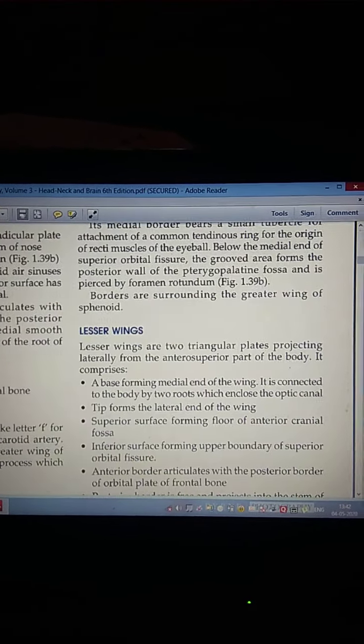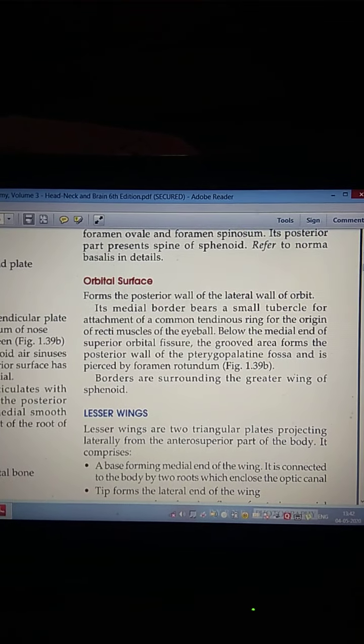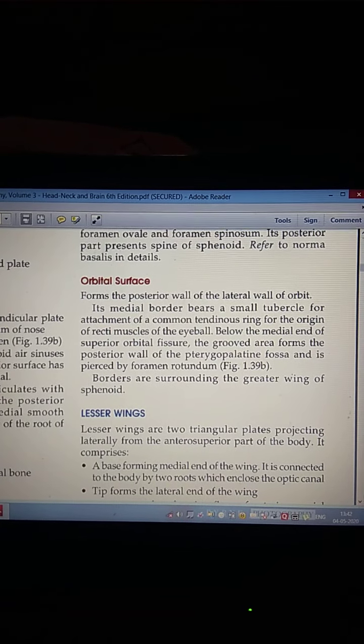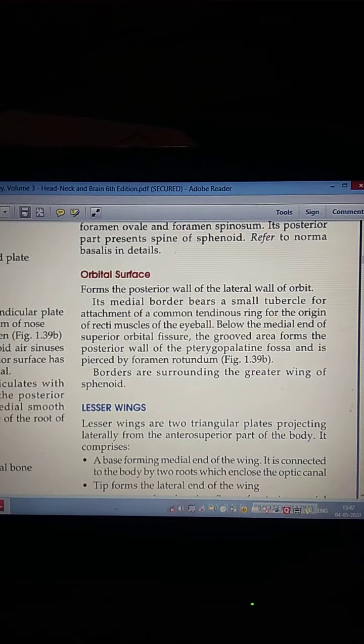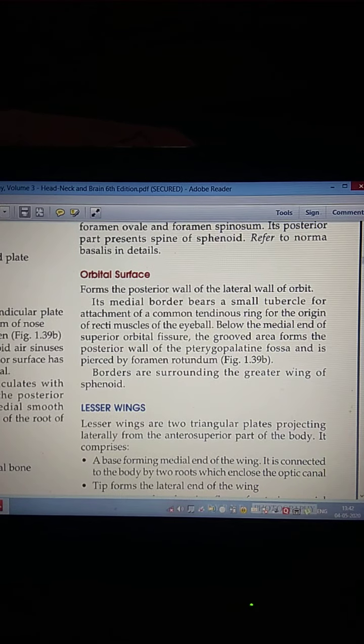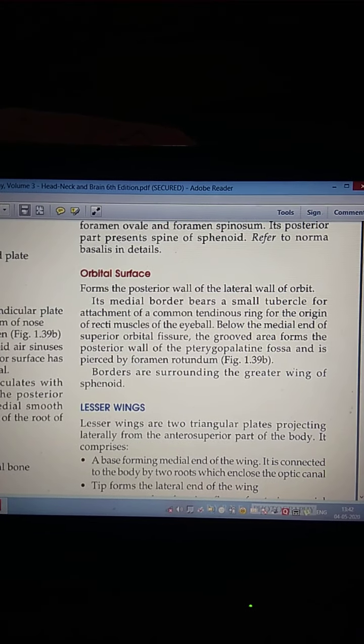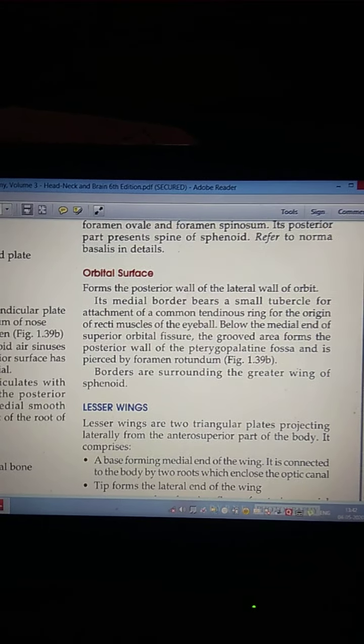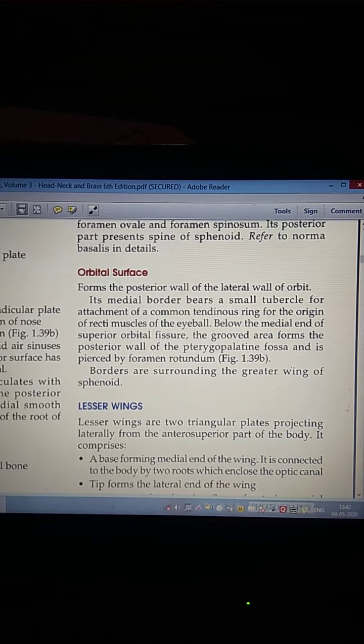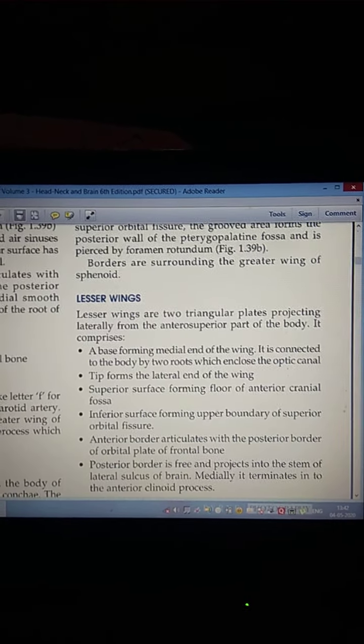Now the orbital surface forms the posterior part of the lateral wall of the orbit. Its medial border bears a small tubercle for attachment of the common tendinous ring, from the origin of the recti muscles of the eyeball. Now lesser wings.